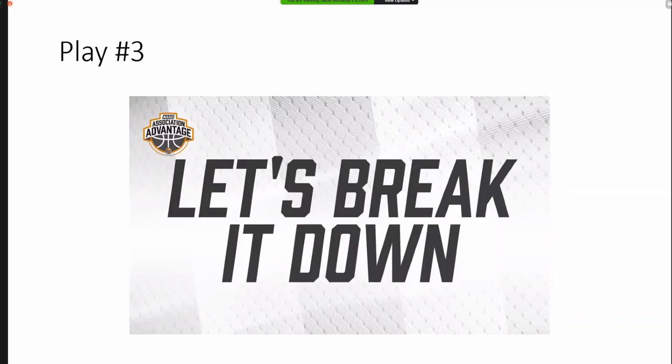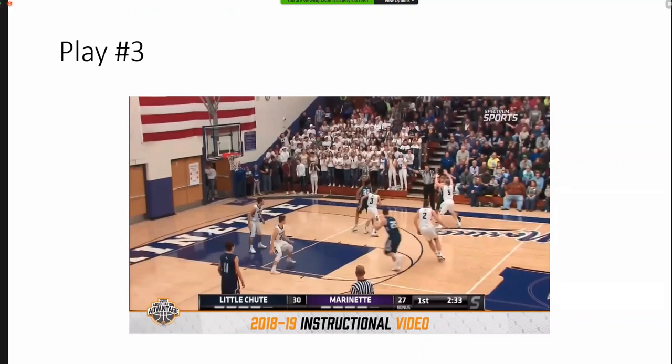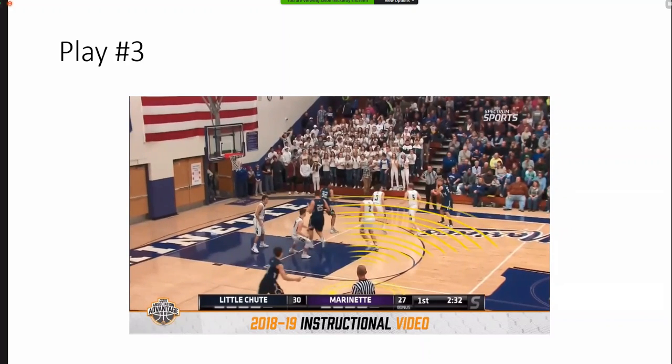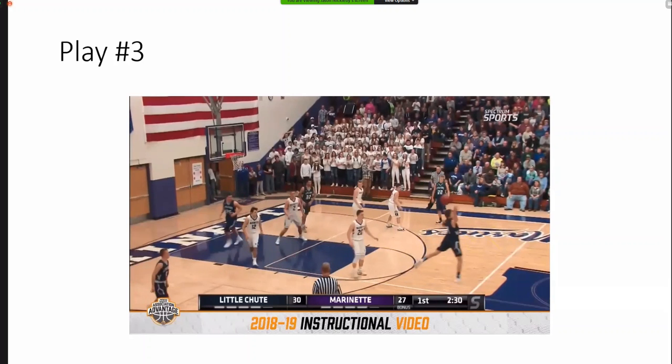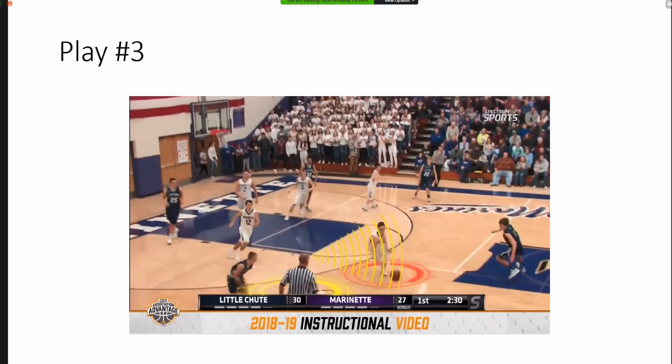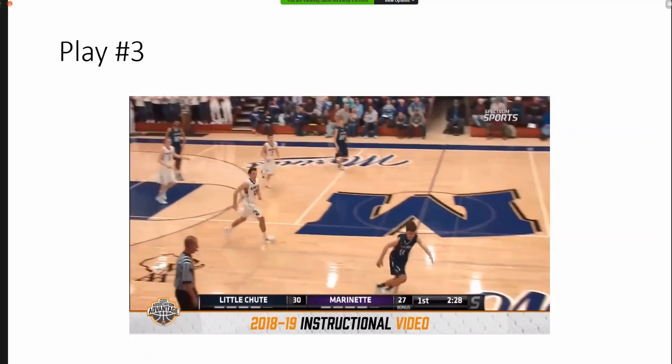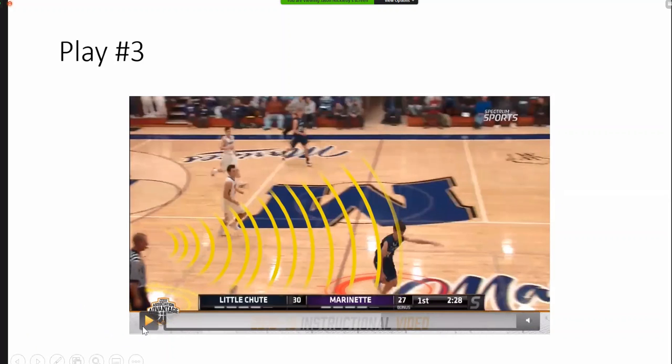So you see we have a pass from across the court, and it's tipped by the offensive player, then it's tipped by the defensive player, then the offensive player, and then ends up in the backcourt. And so let me stop it there.